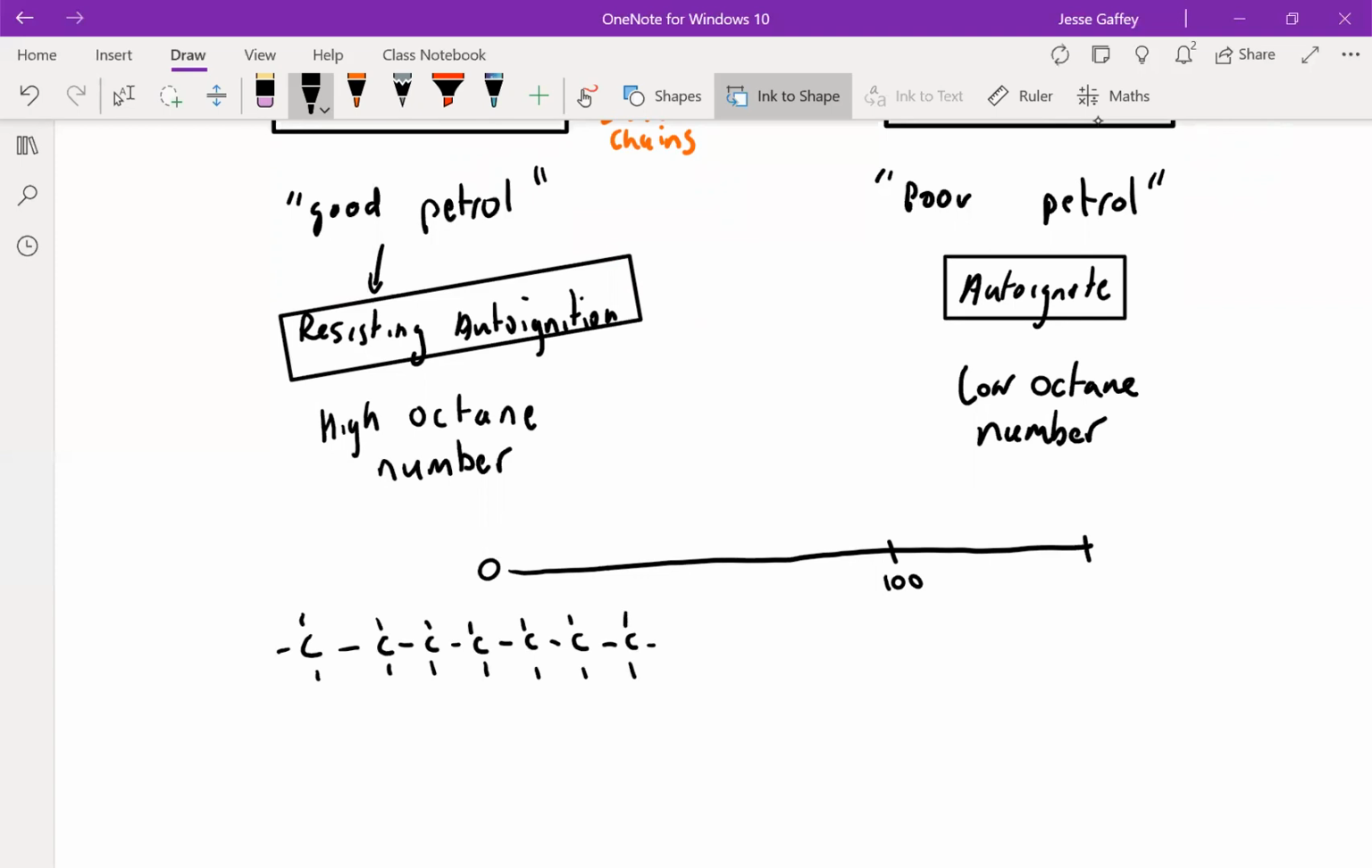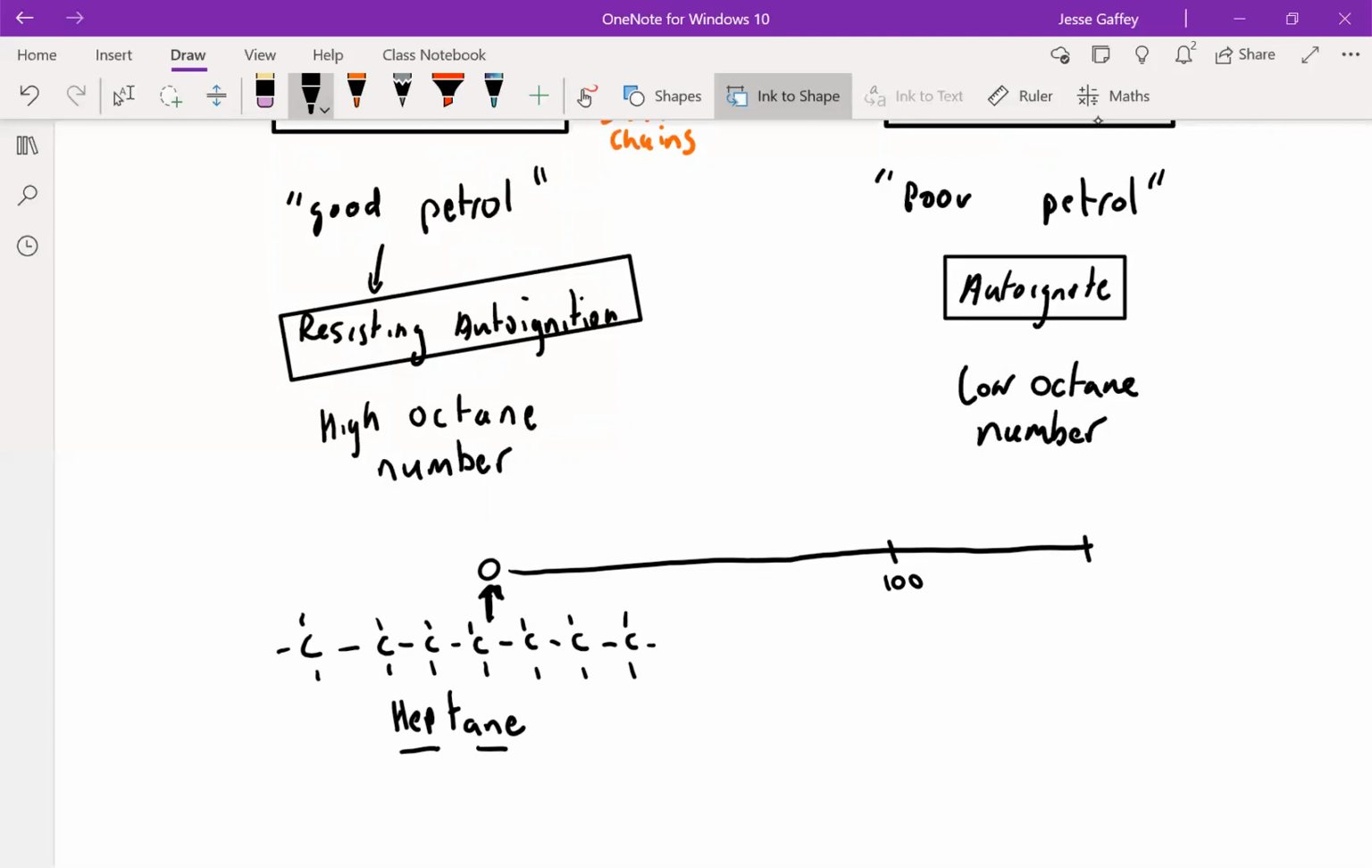So this substance, what is it called? On 3, figure out what that is called for me. On 3, 1, 2, 3. I'm hoping that you said heptane. You recognize that this has 7 carbons, so it's hept, and it's an alkane, so it's heptane. Well done if you got that right. I expect you to know that by now. So heptane has an octane number of 0. This means it is a very poor substance to have in petrol because it auto ignites.